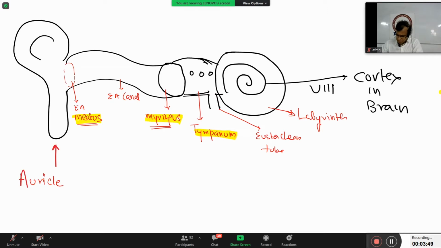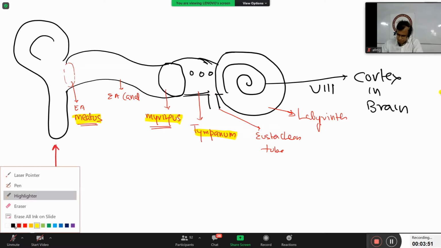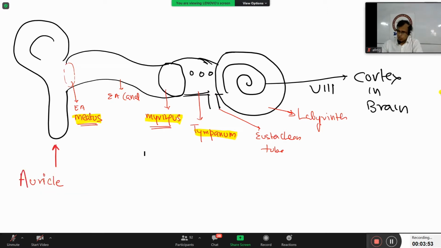Now, why are these terms important? Suppose they ask you what is, let's say, myringoplasty. What does the word plasty mean?